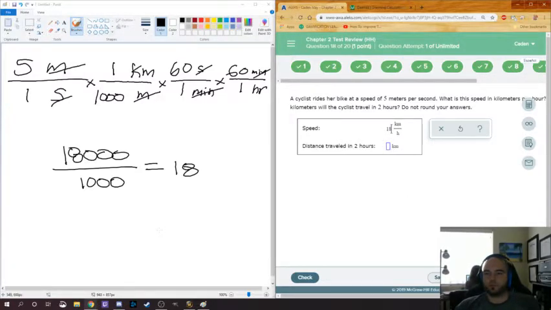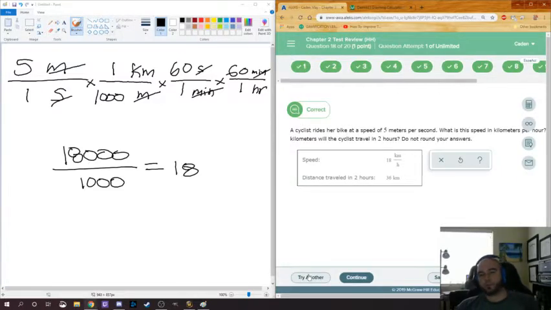If you want to know the distance of 2 hours, or however many hours, or however much time you do, you'll multiply that by what you got. 18 times 2 is 30... I didn't even write a close number. 36. There you go.